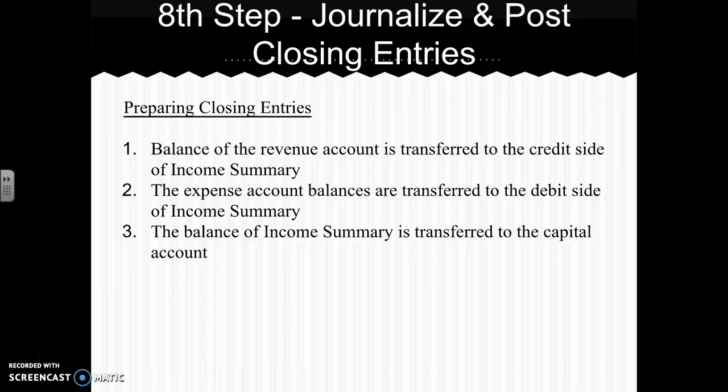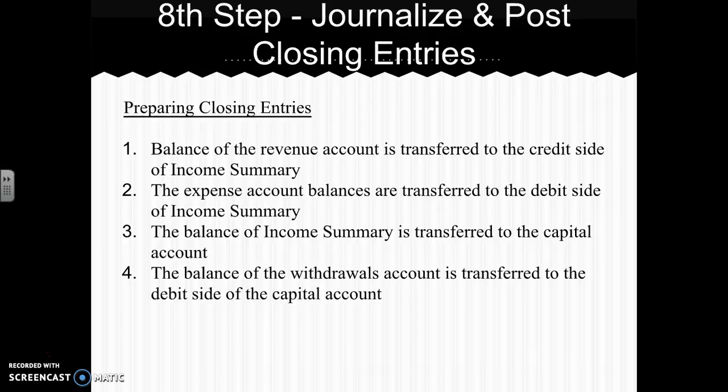Then whatever the balance of the income summary is gets transferred to the capital account. Whatever we have to do to zero out income summary, whether debit or credit, we do the opposite to capital. And then the balance of withdrawals also has to be transferred to the capital account, where it works against the capital. It's a contra capital account. So to zero out withdrawals, we debit capital and we credit withdrawals.